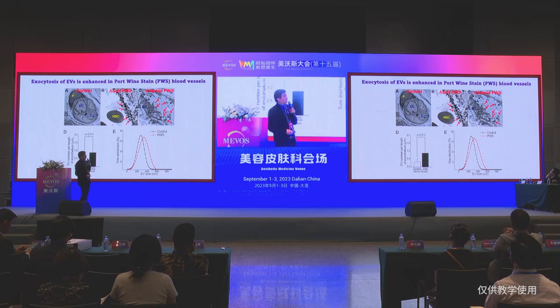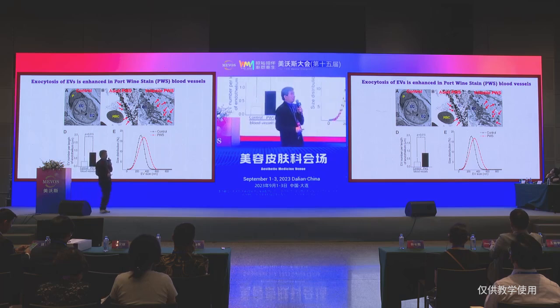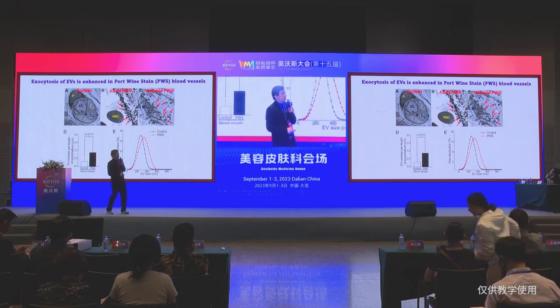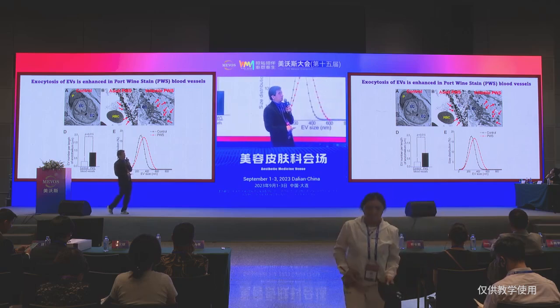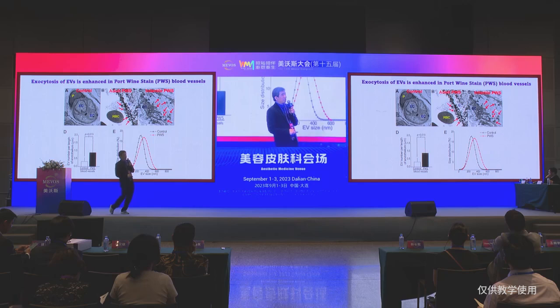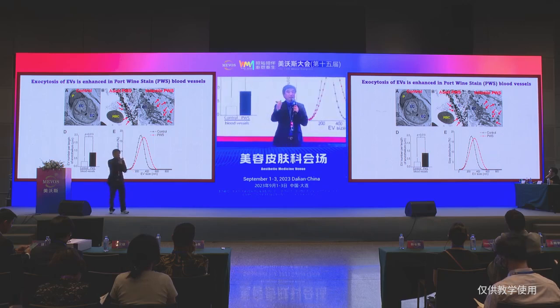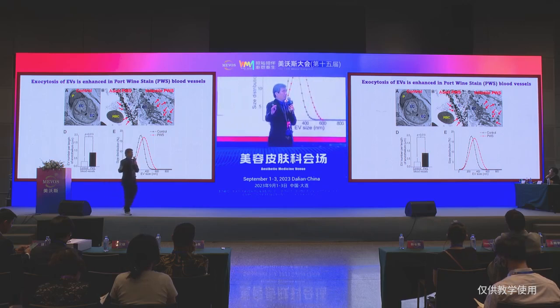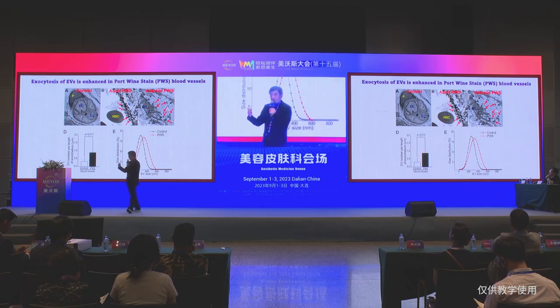So this is another one of our studies. We just want to show that in the pore stem blood vessel, they basically secrete many of those vesicles. The size distribution is about 50 to 500 nanometers. So it basically has all those three types of vesicles contained.